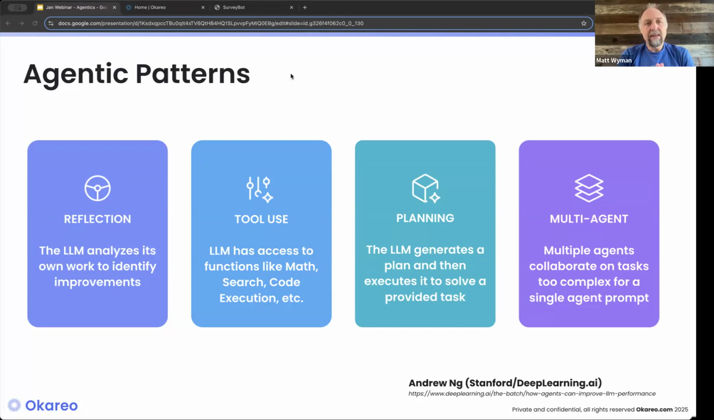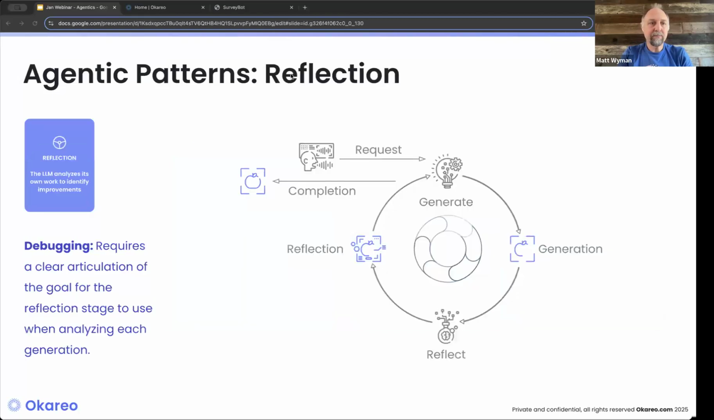So broadly speaking, there are four categories. Andrew Ng brought us these. He's a professor at Stanford and started deep learning. Reflection, tool use, sometimes called function calling, planning, and of course, collaboration or multi-agent. I'm going to go a little bit deeper on each one of these, but not spend too much time. So reflection.